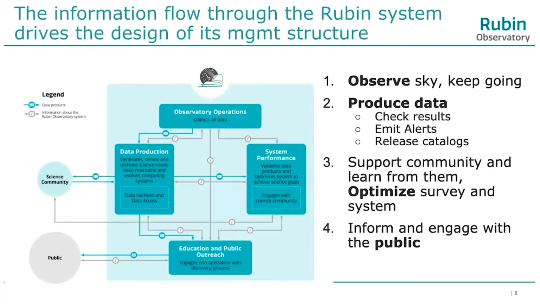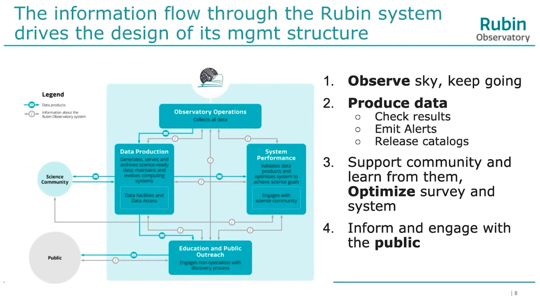and then makes those available to the science community. The system performance department is going to look to take feedback from the community so we can learn from it and then optimize the survey and the system. And then we have an education and public outreach department whose job is to inform and engage the public using the data products that are produced by data production and all the lessons we learn from system performance.